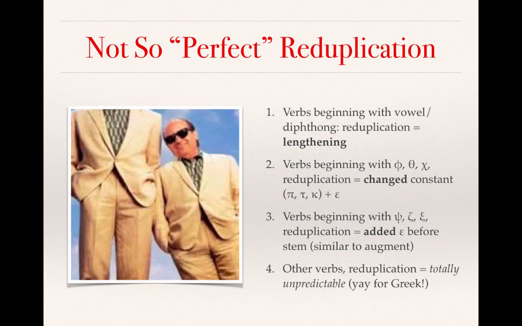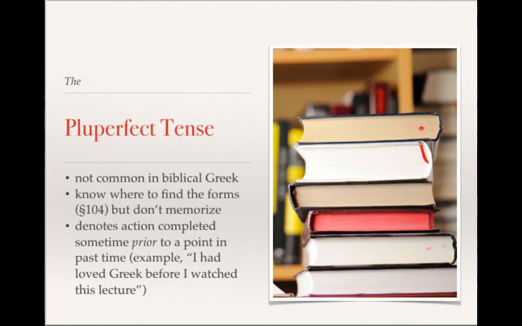is being used. Finally, just a brief note about the perfect tense. As Croy points out, it's not common in Biblical Greek. It's important for you to know where to find that chart in section 104, but you don't have to memorize it. And just so you know, the perfect tense denotes action that was completed sometime prior to a point in past time. So, for example, I had loved Greek before I watched this lecture.